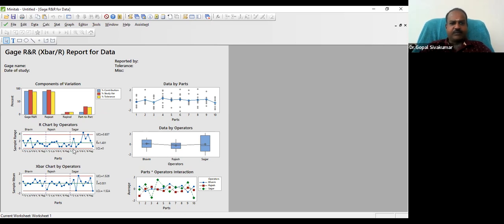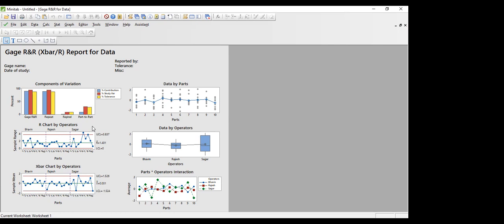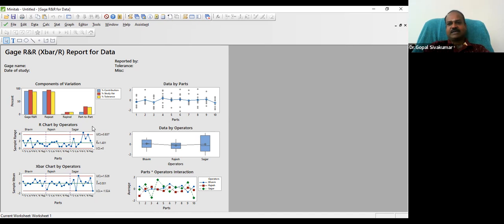And now the second graph. The second graph shows the R chart operator-wise. The first graph is for Bhavin, the second graph is for Rajesh, the third one is for Sagar. Now tell me who is more repeatable and who is having more error. Who is good and who is bad? Rajesh is good, Sagar is bad. Very good. So Sagar himself accepts Sagar is bad and Rajesh is good.